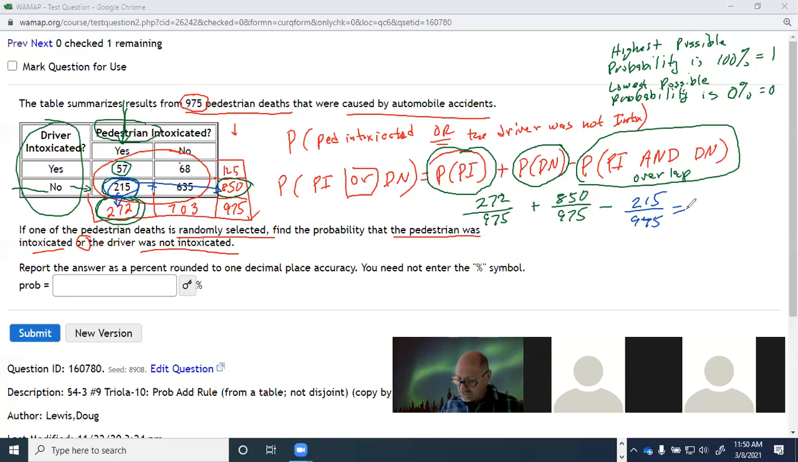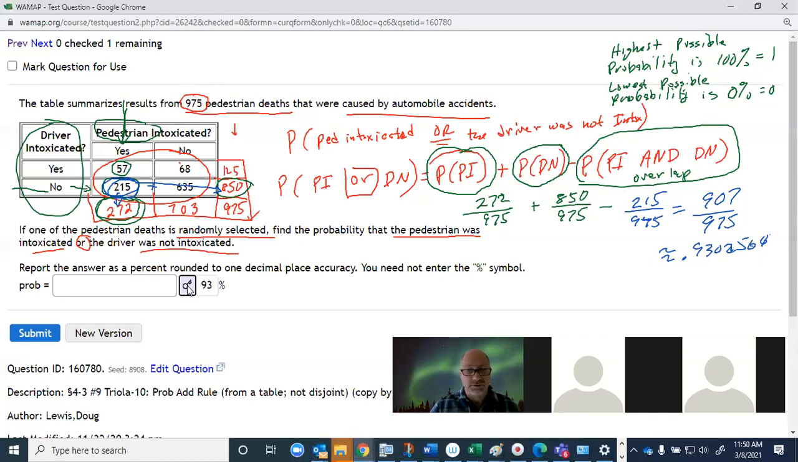And I'm getting 907 there. 907 out of 975. And if I put that 907 out of 975, that's approximately 0.9302564. And we don't need to go out that far. I'm just going to put the 907 over 975 in here. Well, I'll look at what the decimals.